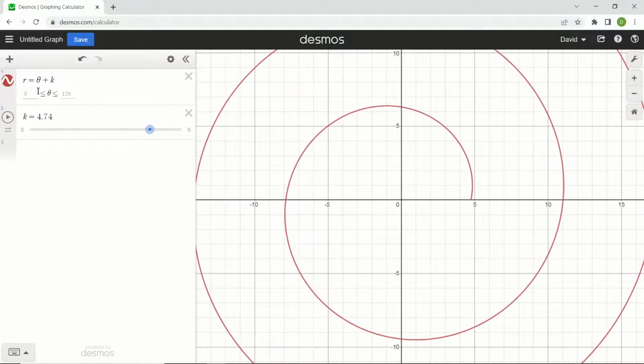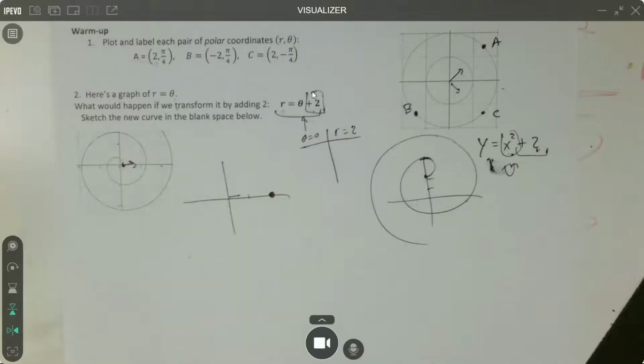So if we ask what is being translated when we're adding k, it's like the radius is getting larger in all directions, which sort of makes sense because theta could be any direction. So no matter what theta is, r is going to be larger than it used to be by whatever k is. So it's sort of like we're expanding out in all directions. Okay, so let's now proceed.